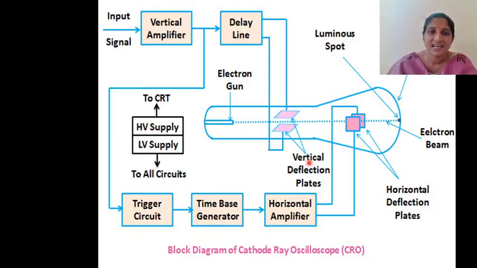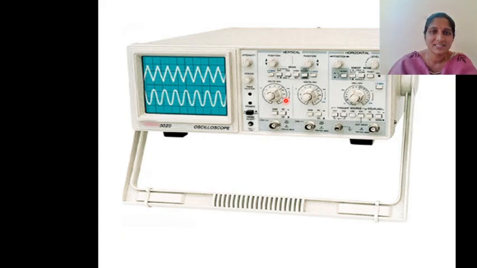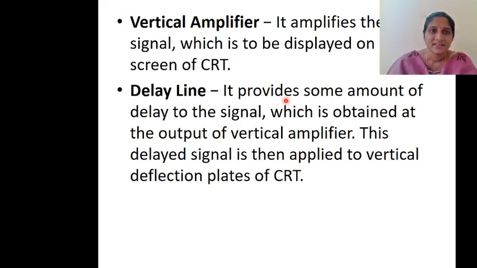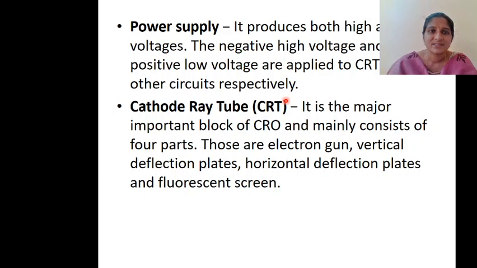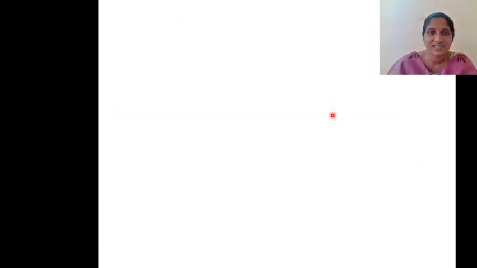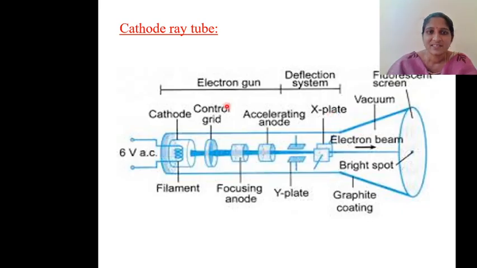Next one is the CRT. CRT is nothing but cathode ray tube. This cathode ray tube has different parts. So what are the different parts of cathode ray tube? The cathode ray tube is the major important block of CRO. It consists of, see here, the electron gun, next the deflecting system, and the fluorescent screen. So we shall study one by one now.